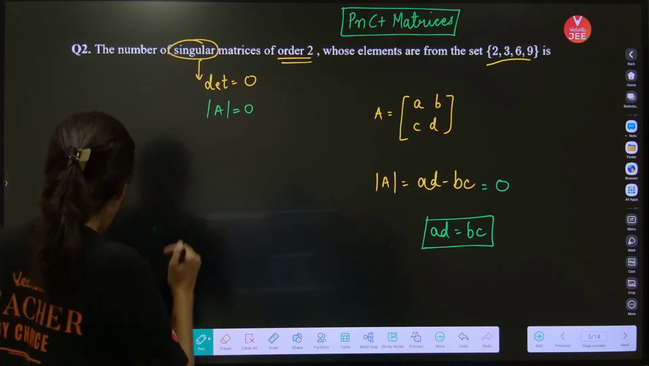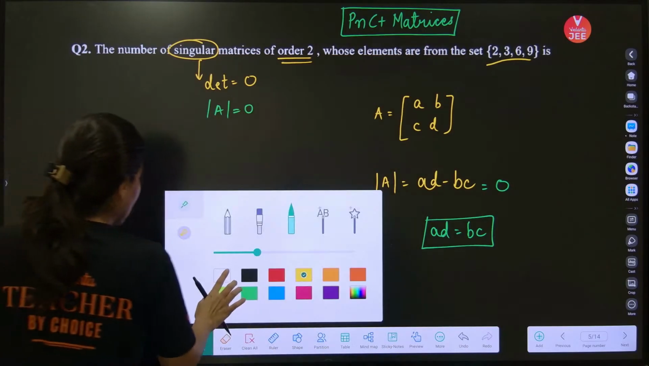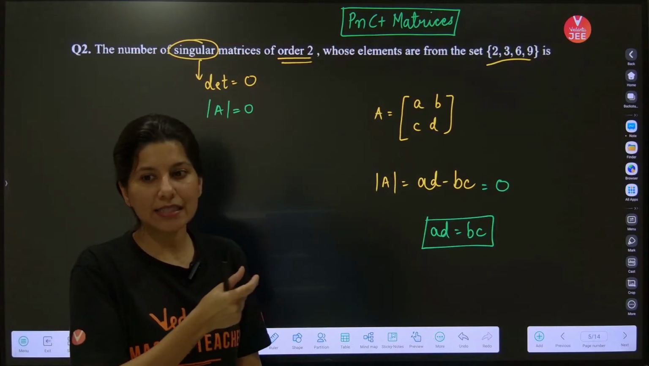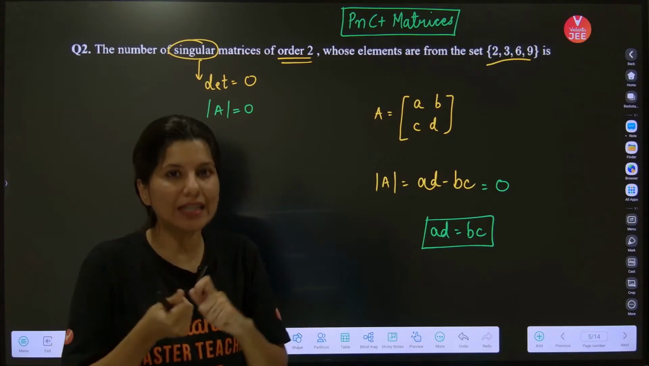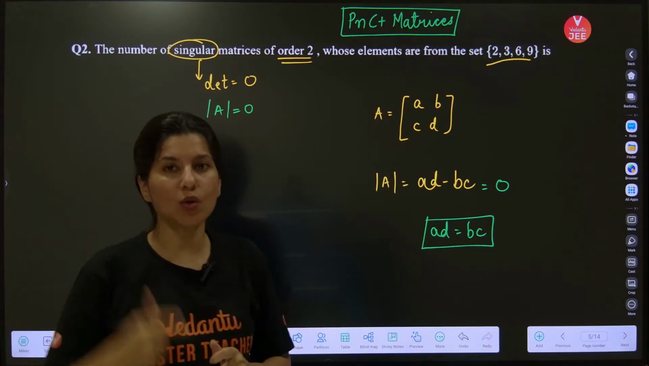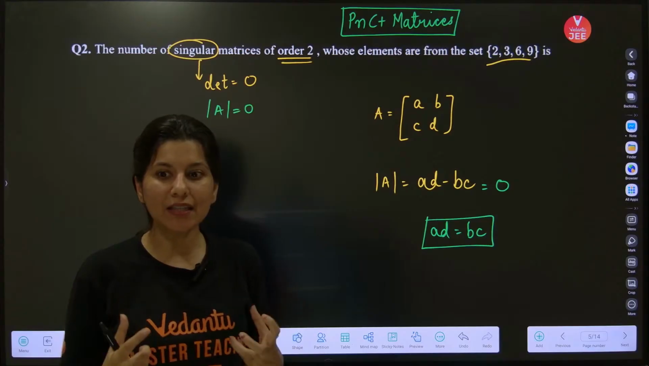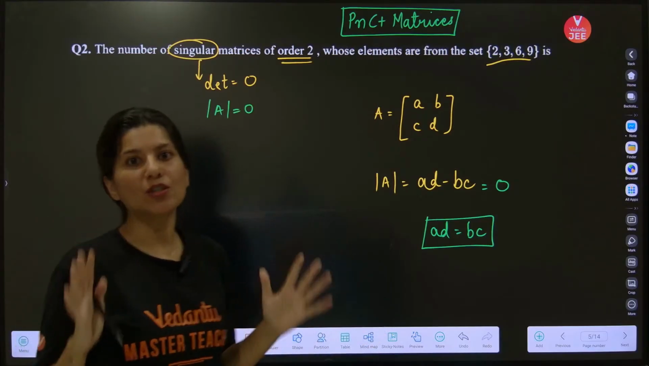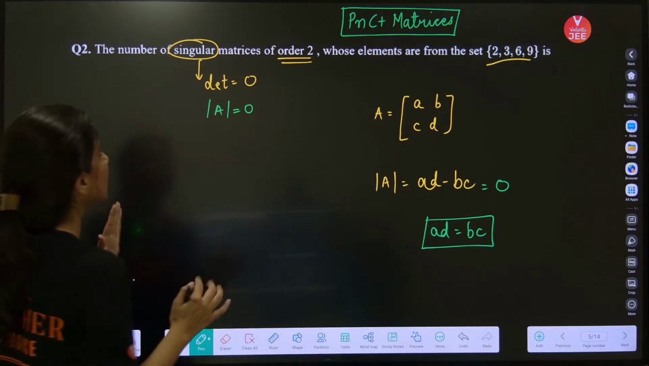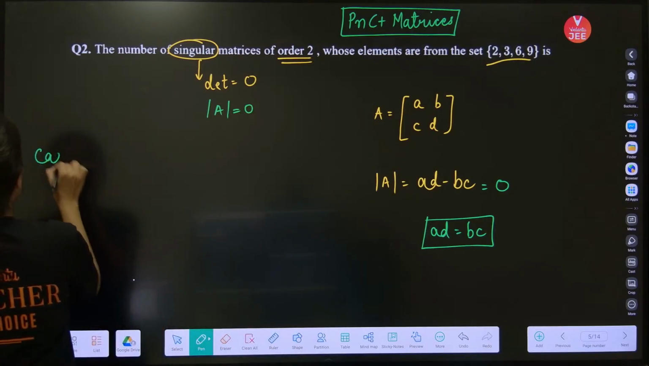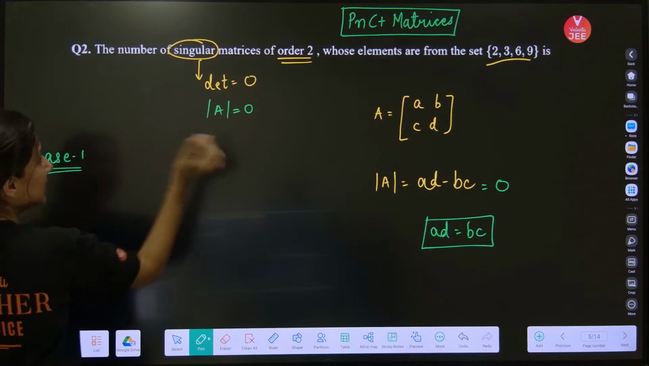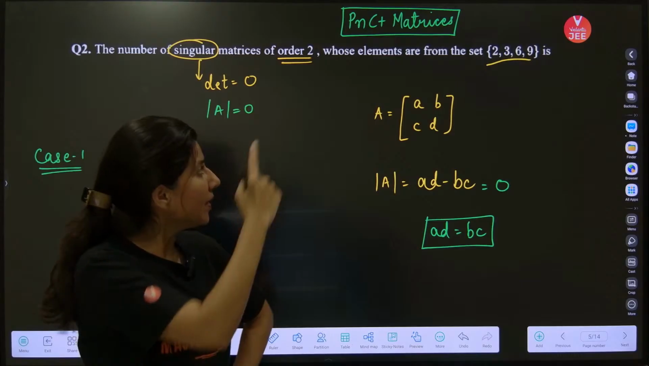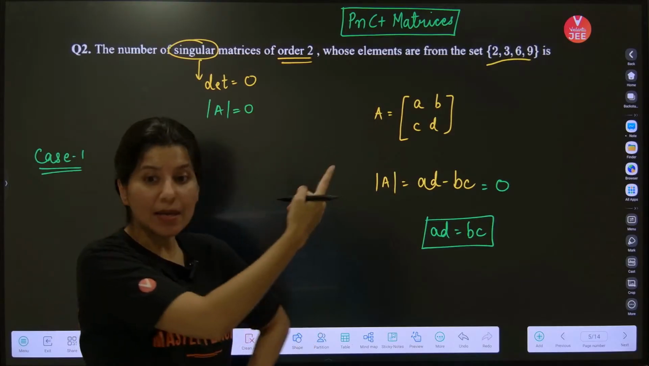So now you have to make cases. Always understand, a PNC based question combined with matrices is slightly tricky. You have to think in cases. There is no direct formula; it depends on the nature of the question. Right now the question says a, b, c, d belong to this set. So my question is how many elements I am going to use from here.